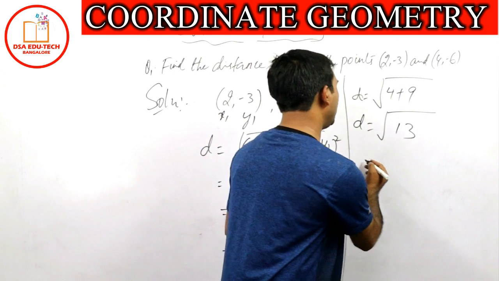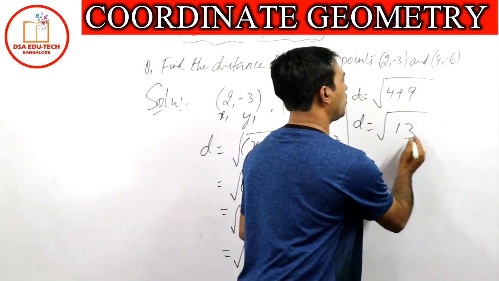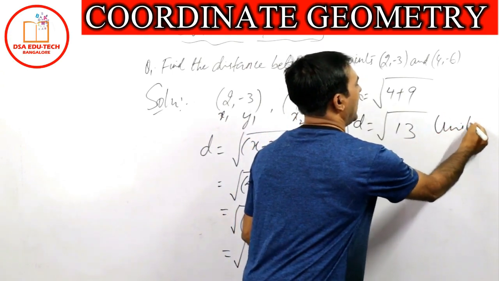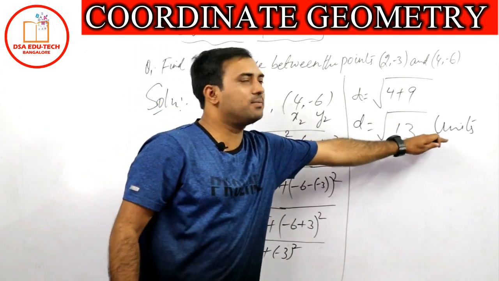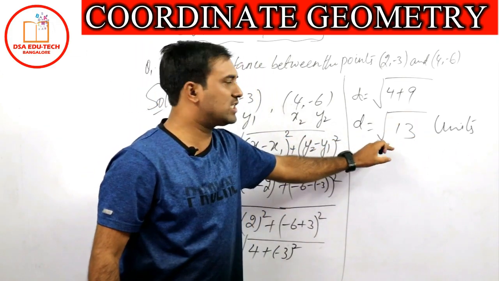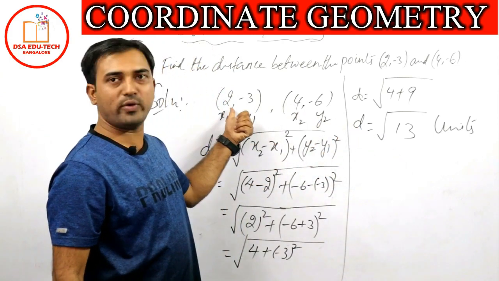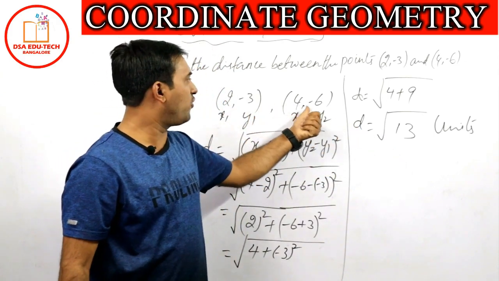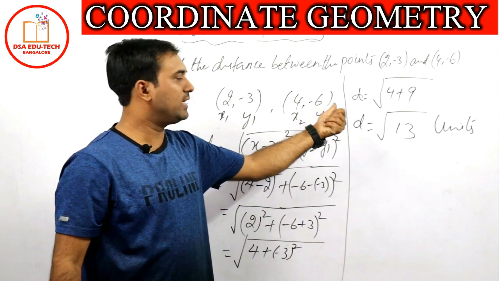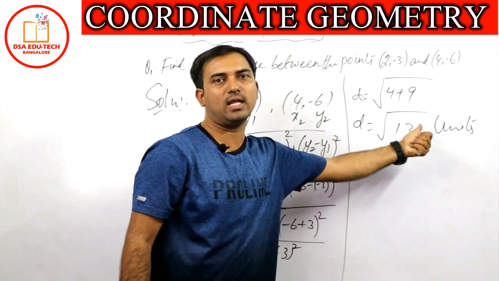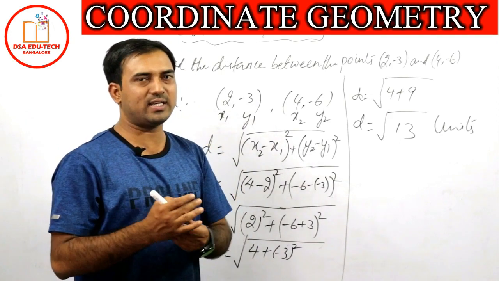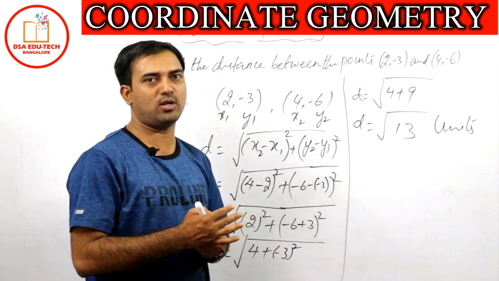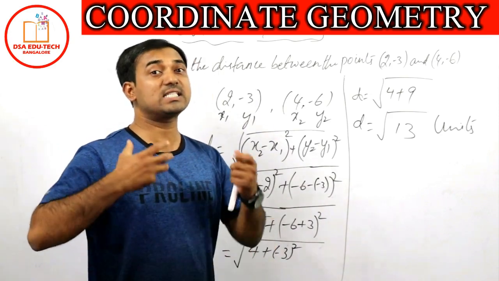We can also write this as d is equal to root 13 units. As it is a physical quantity, we can write this in terms of units. So we got the distance. When the points are 2 comma minus 3 and 4 comma minus 6, then the distance will be root under 13. Hope you understood. Similar types of a few more problems I'll solve so that we can understand still more.